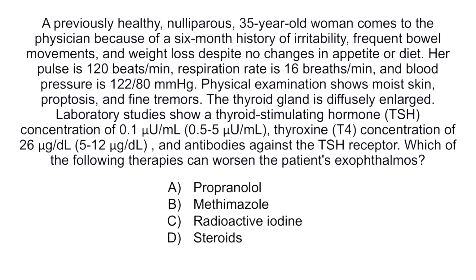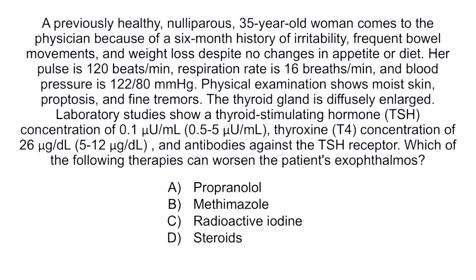Laboratory study shows a thyroid-stimulating hormone concentration of 0.1, thyroxine concentration of 26, and antibodies against the TSH receptor. Which of the following therapies can worsen the patient's exophthalmos? A. Propranolol, B. Methimazole, C. Radioactive iodine, or D. Steroids.